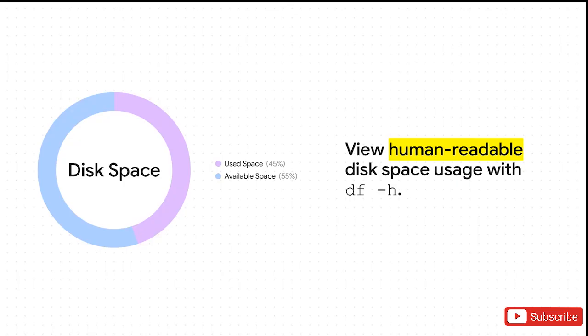Next up, we definitely want to check our storage. We do this with the command df, which stands for disk free. Now, we usually add a little -h to the end of it, df -h, which tells Linux to show us the file sizes in a human-readable format. You know, like gigabytes, rather than a massive, totally confusing string of raw bytes.